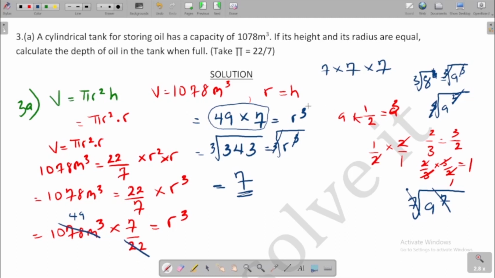So it means that what we have here is also r times r times r. So one of this r is one of this 7, and one of this 7 is one of this r. So that's the answer for the question. We have 7 meters. That's the height of the cylinder.